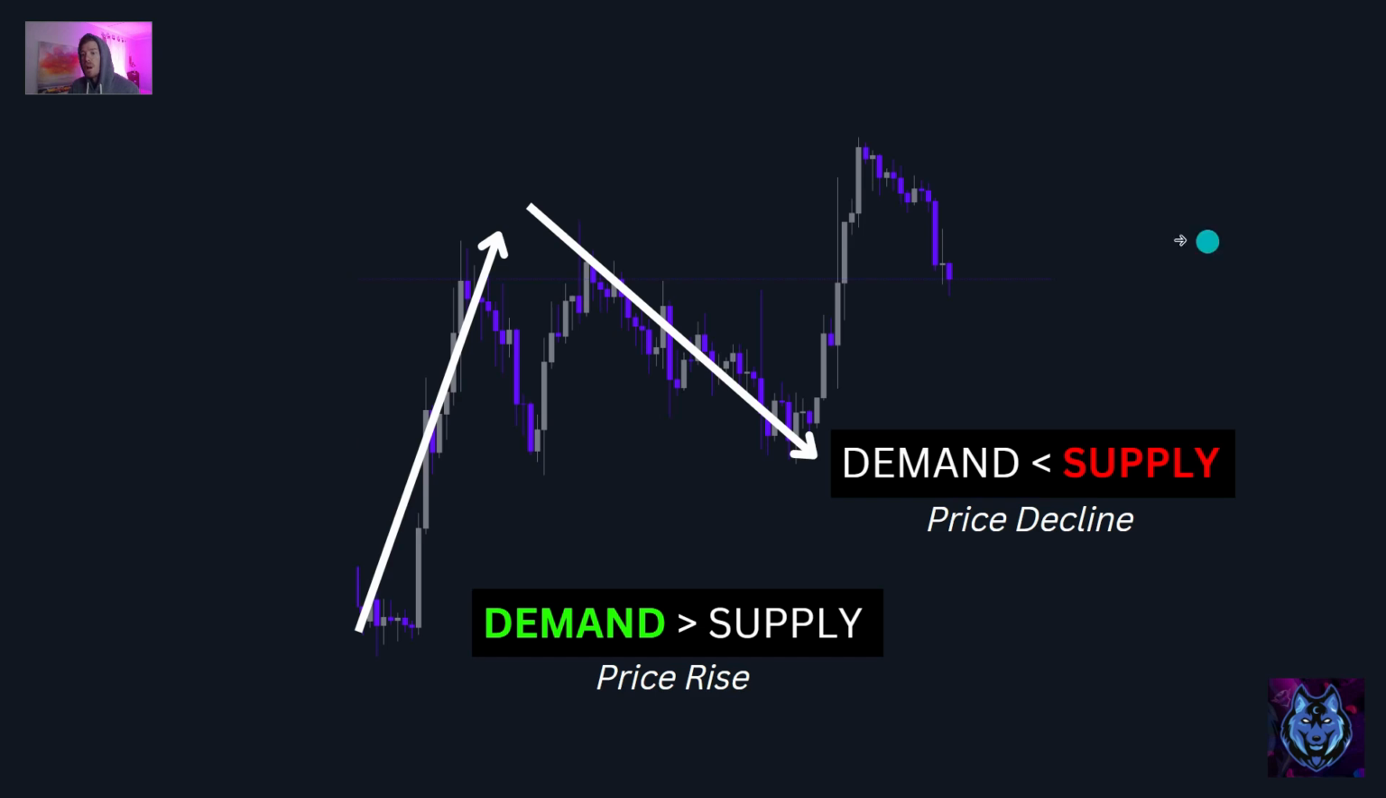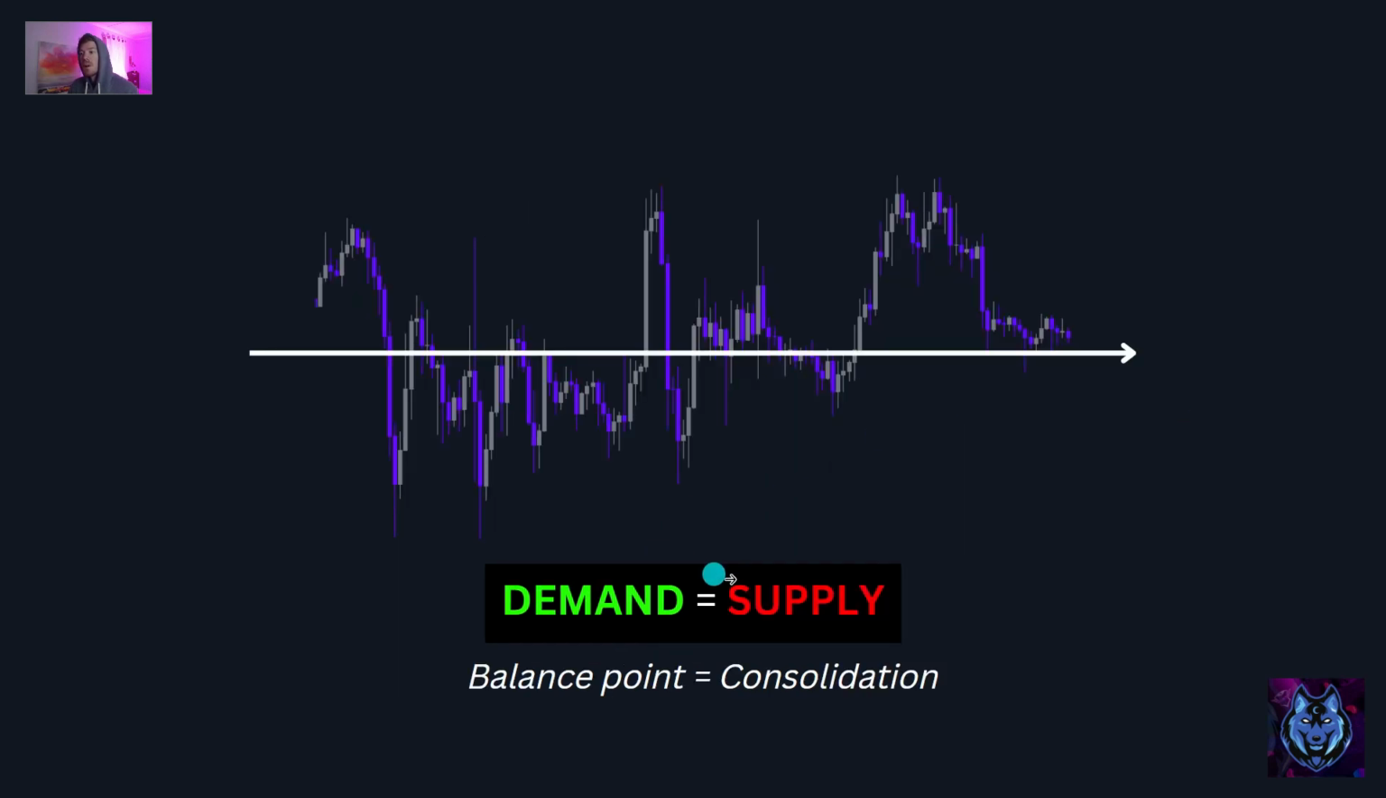With supply and demand, demand is going up, supply is coming down. When the price is going up, it means the demand is outweighing the supply, and that's when there's a price rise. On the other hand, when price is going down, the supply is outweighing the demand, which causes the price to decline. When demand and supply are equal, they reach a balance point, which is this consolidation where the buyers and the sellers become equal.